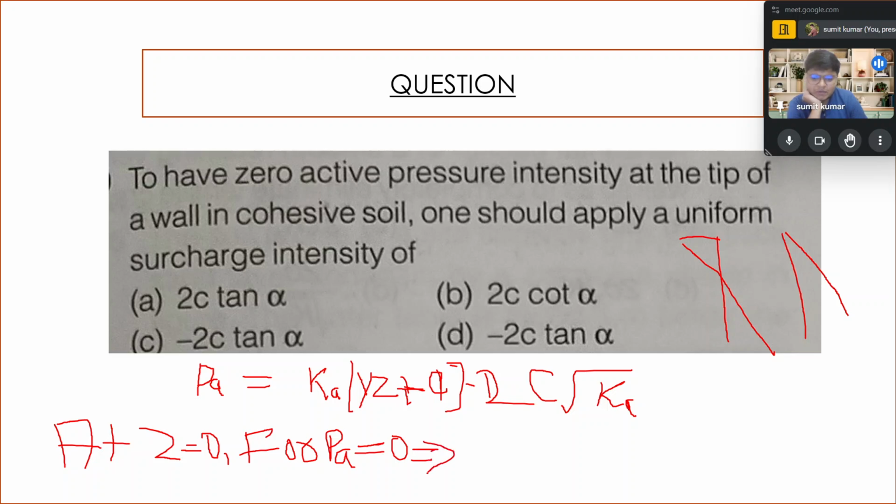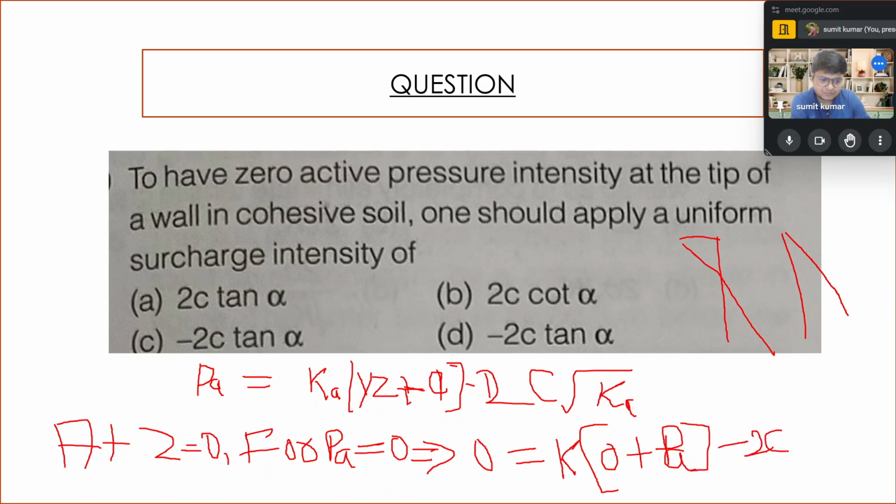At z equal to 0 for Pa equal to 0, we write 0 equal to Ka into gamma z, which is 0, plus Pa minus 2c root K. When we solve it, 2c root K goes on the opposite side and it becomes 2c root K upon K.